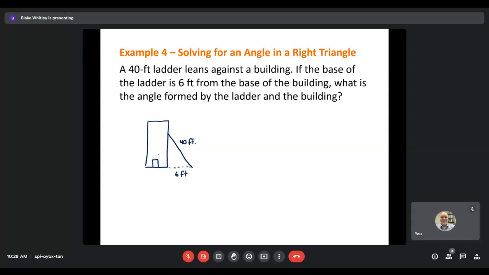And so if you notice here, we formed a right triangle because we should have a right angle down here in the lower left corner. And so now the only question is, which angle are we actually looking for? So it says, what is the angle formed by the ladder and the building? So make sure you're putting your theta in the correct location. The ladder and the building is the angle up at the top now.